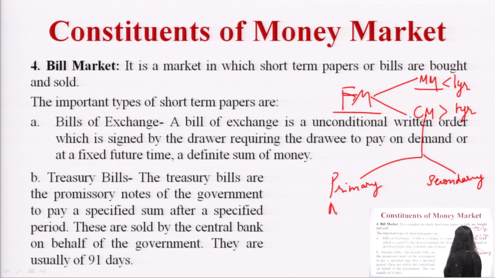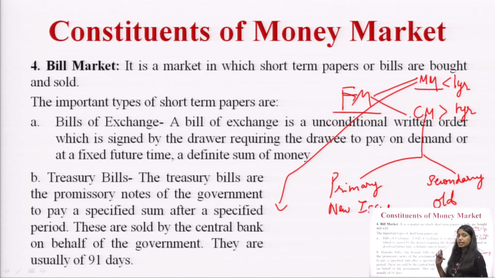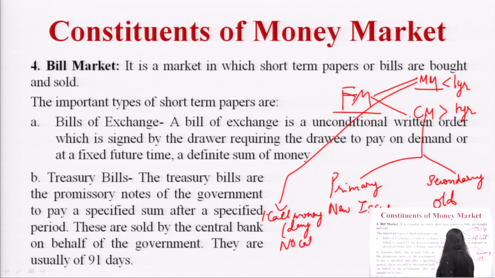Primary market means new issue, and the secondary market deals with old things. This is what we have understood. When we talk about the money market, we have studied that there are four important things that take place in the money market. First is call money. In call money, what have we understood? That it is for 1 day, with no collateral and no broker involved.